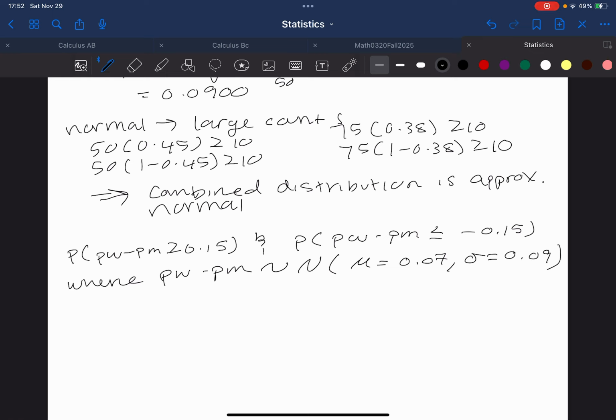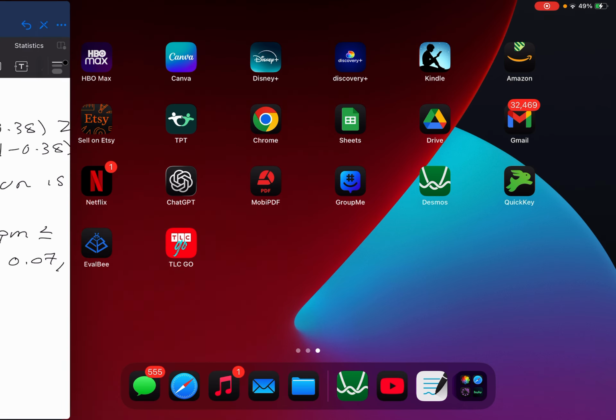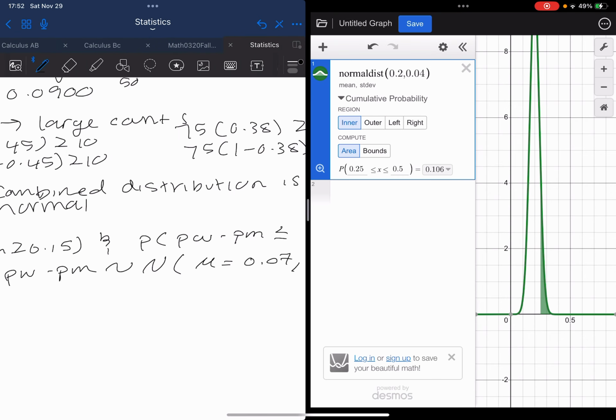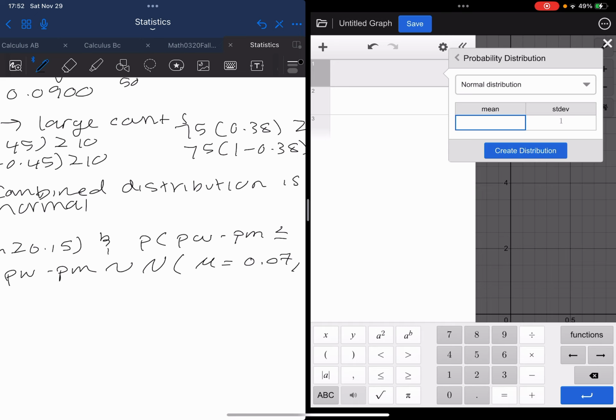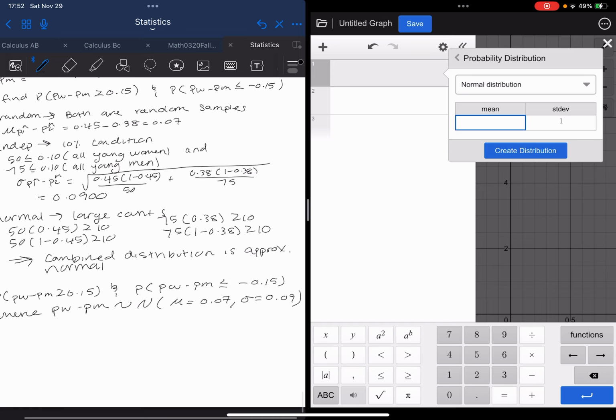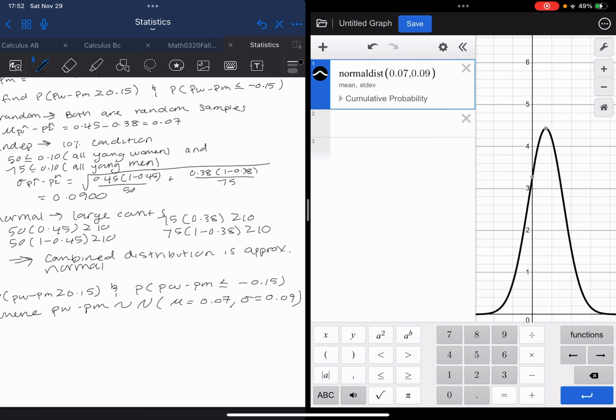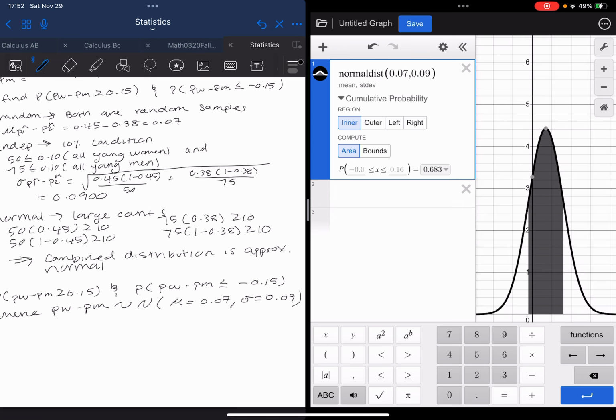Okay, so I'm going to go to Desmos. I'm going to add an inference probability distribution, and on normal distribution, I'm going to make sure I include my mu and my sigma. I'm going to click on the drop down, and since I want to find two different ones, I'm going to have to get two different answers.